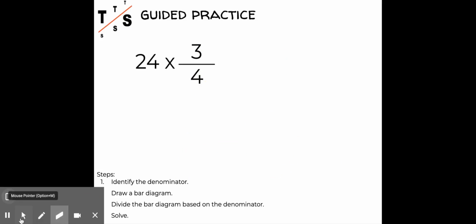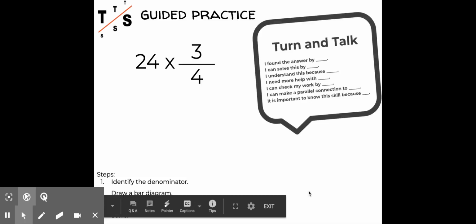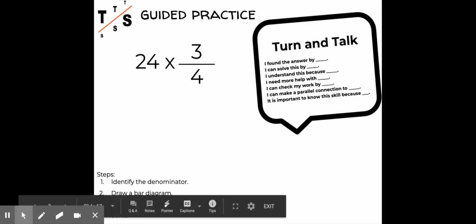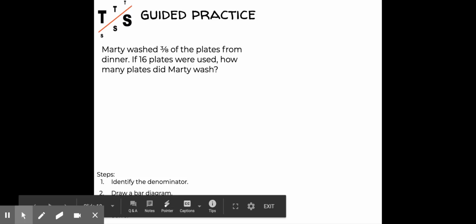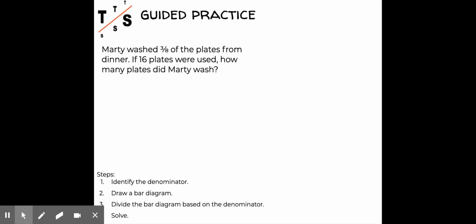Excellent job. Okay, we're going to move forward. Go ahead and turn and talk and share your response. And I want to show you one last word problem here and see if we can figure it out the same way. Marty washed 3/8 of the plates from dinner. If 16 plates were used, how many plates did Marty wash?